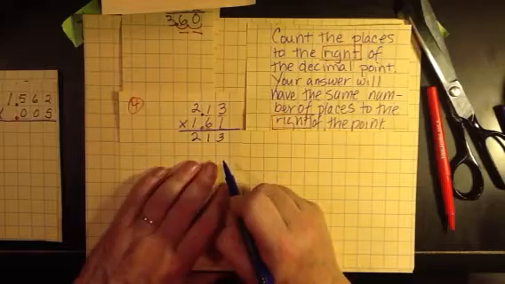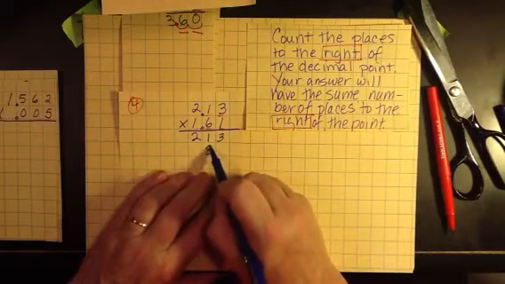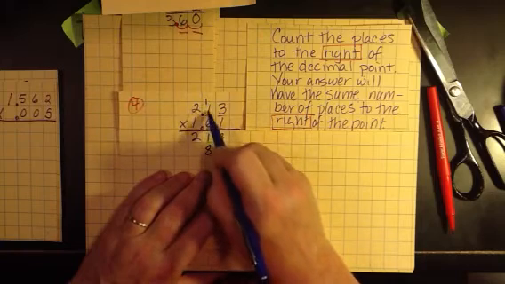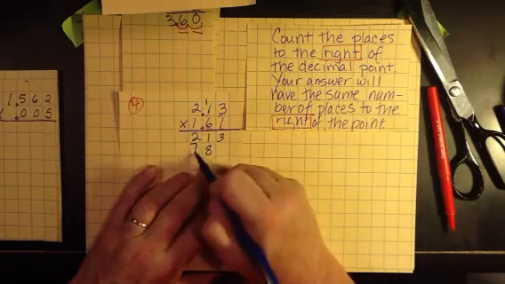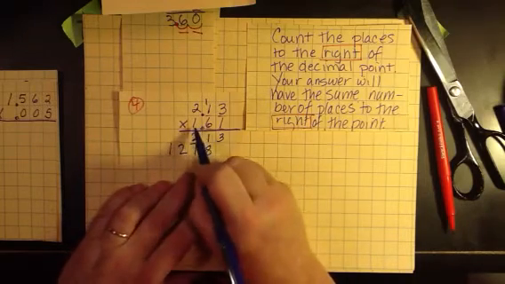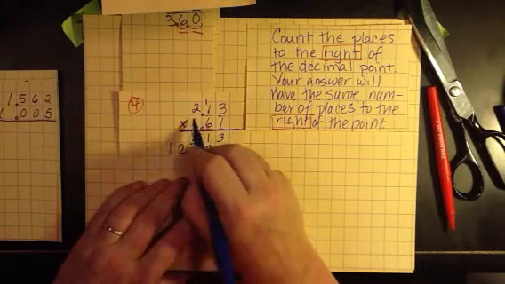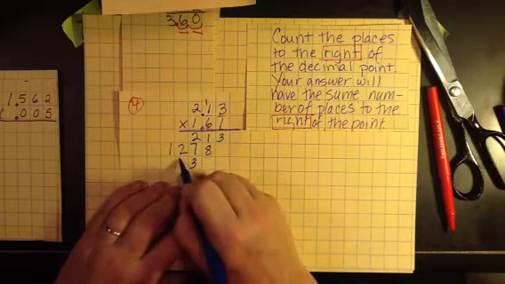2, 1, 3. For my next line, 6 times 3 is 18, carry the 1. 6 times 1 is 6, plus 1 is 7. 6 times 2 is 12. And again, for my last number, I'm just multiplying by 1. So starting right below this, 3, 1, 2.